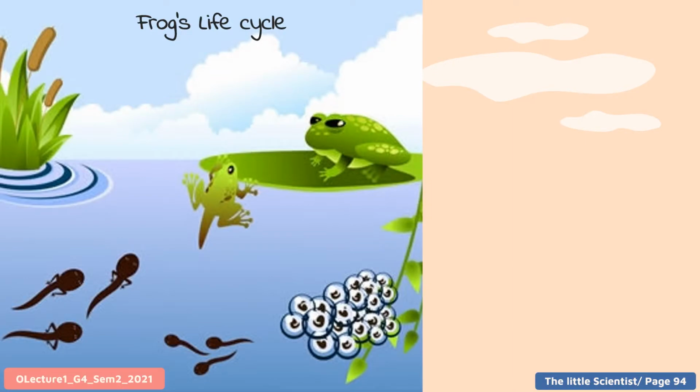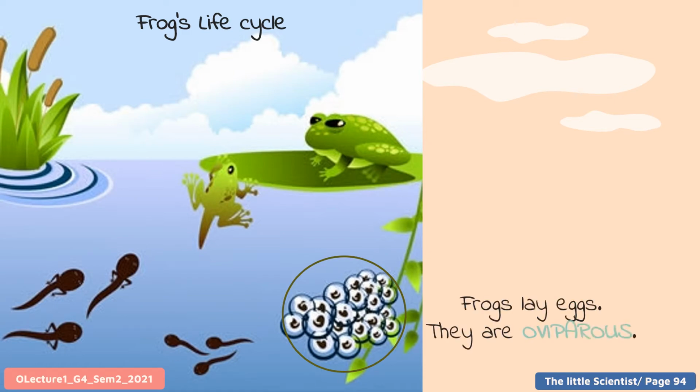Here is the frog's life cycle. Look, frogs grow or hatch from eggs. This means that frogs are oviparous animals. Adult frogs, big frogs, lay eggs in water, so they are oviparous animals. Then tadpoles hatch from these eggs. Tadpoles are young frogs living in water. And then tadpoles grow into adult frogs, big frogs.